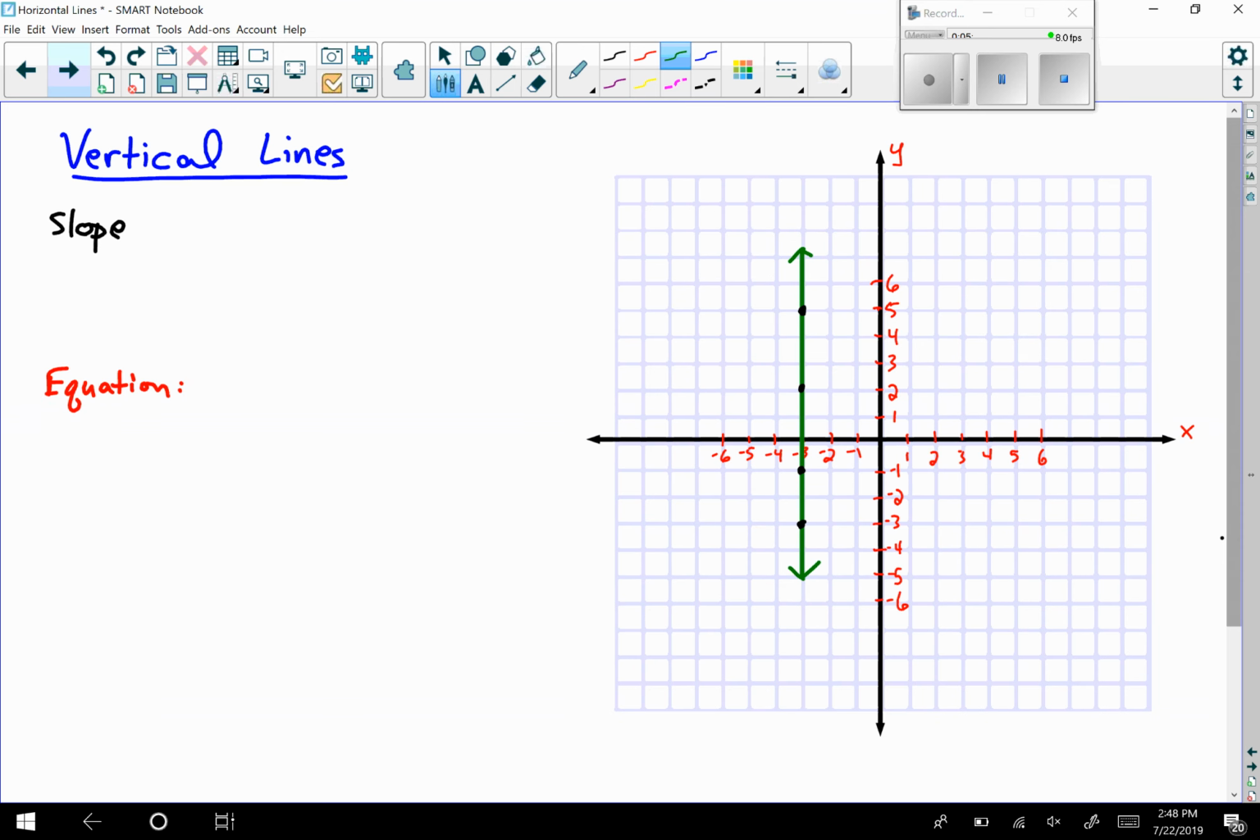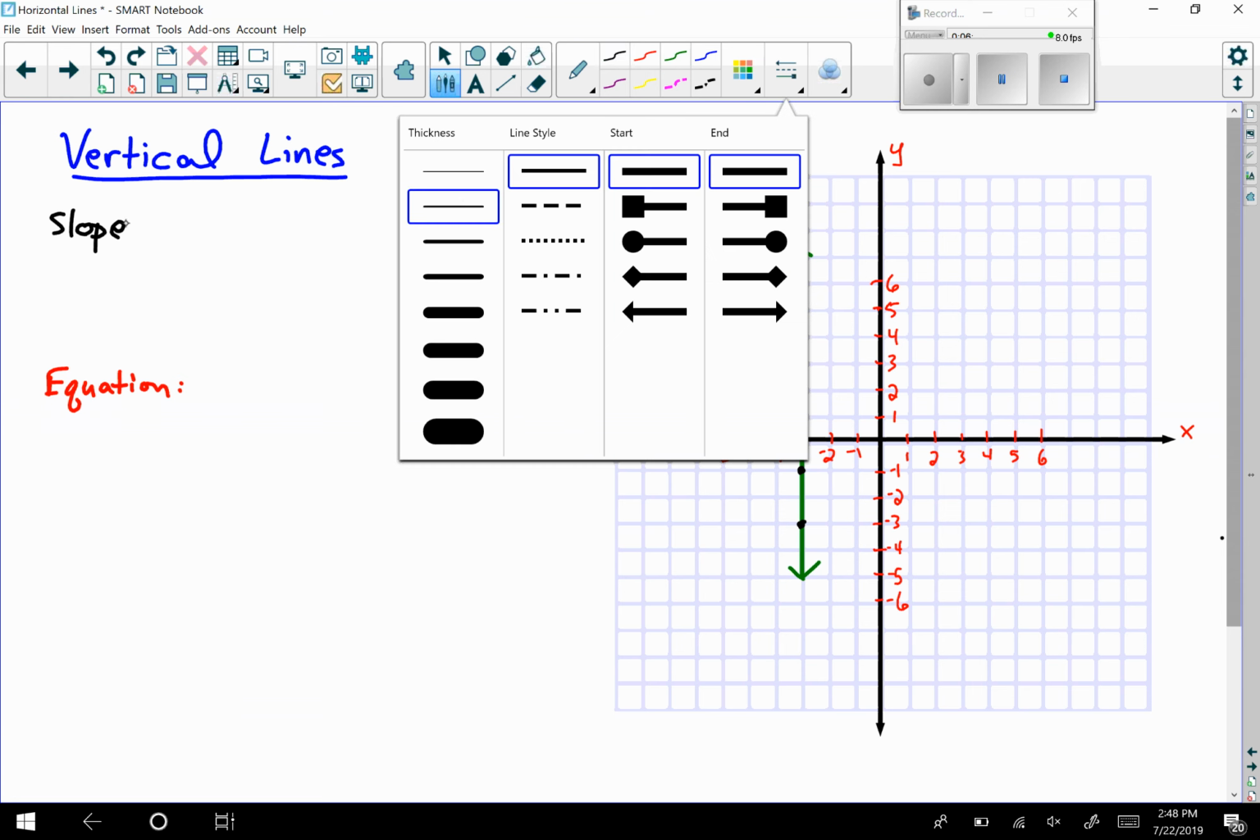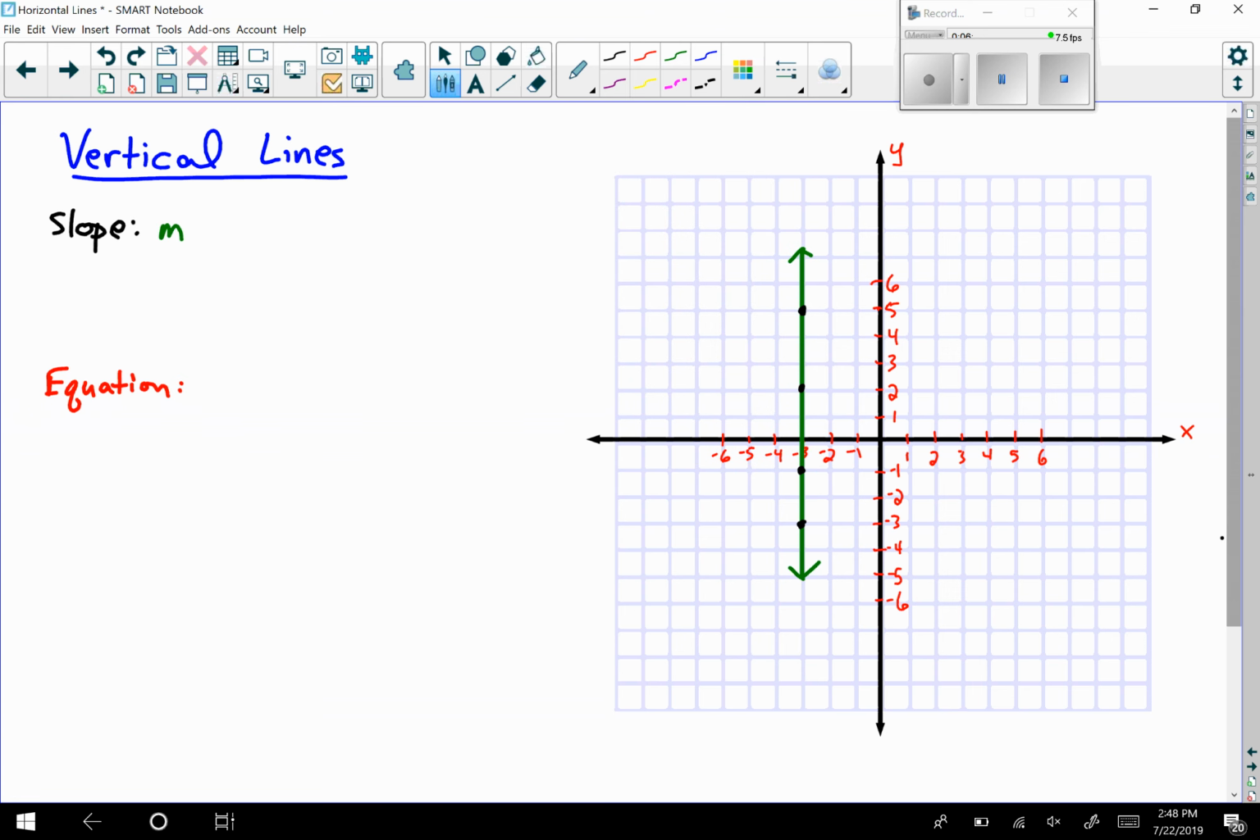So if you notice here, I have a vertical line that is graphed. Notice it just runs straight up and down. Again, there's no slant to it. That would mean it would have a positive or a negative slope. It's not a horizontal line because those have slopes of 0. So we actually describe this not with a number but with a word. Here our slope, m, isn't a number. It is undefined.